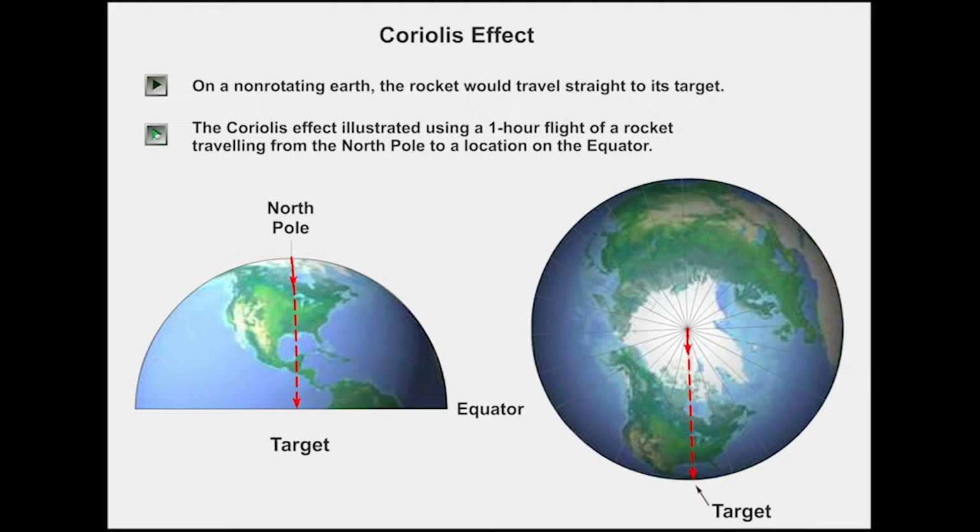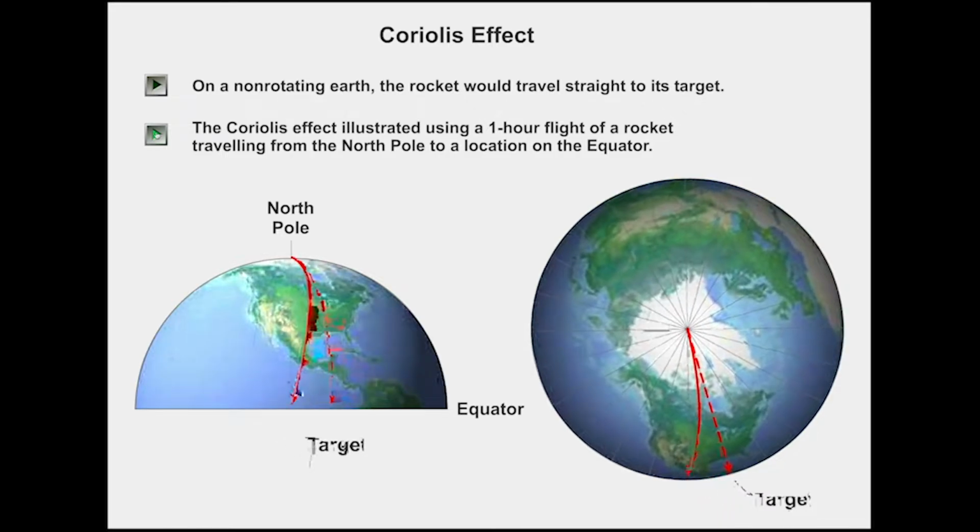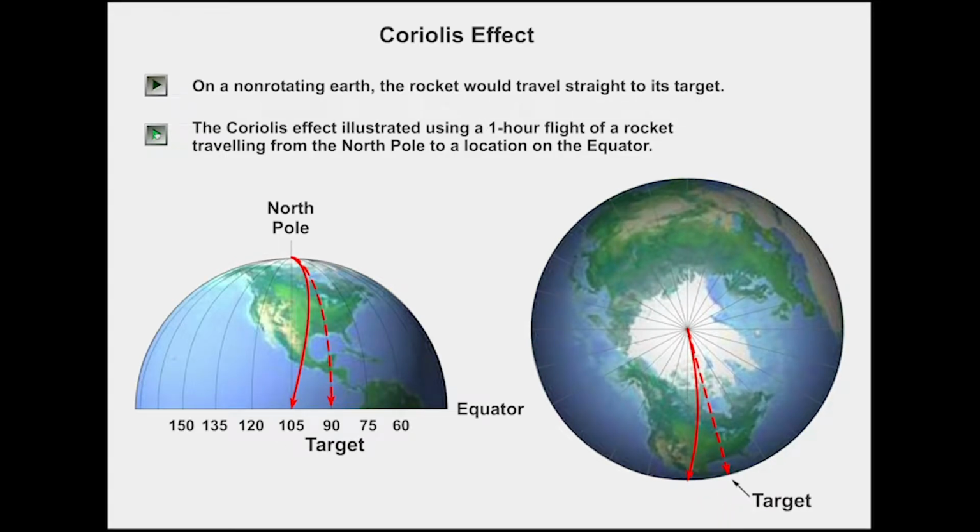If it was traveling from the equator to the pole, it would also curve to the right. No matter which direction you're traveling, curve to the right in the northern hemisphere, curve to the left in the southern hemisphere. I'm going to post a series of videos that should help you conceptualize this maybe a little bit better than I can with this particular diagram.